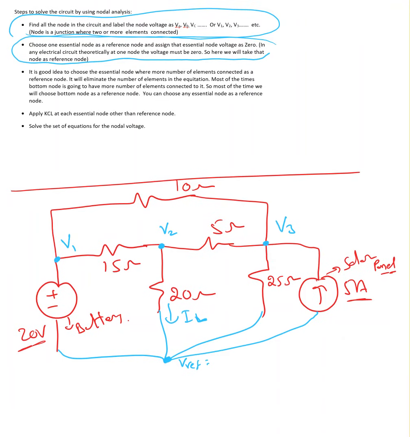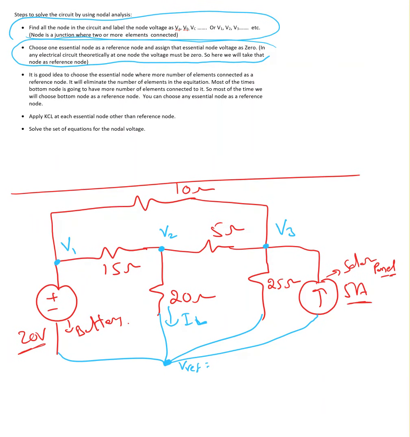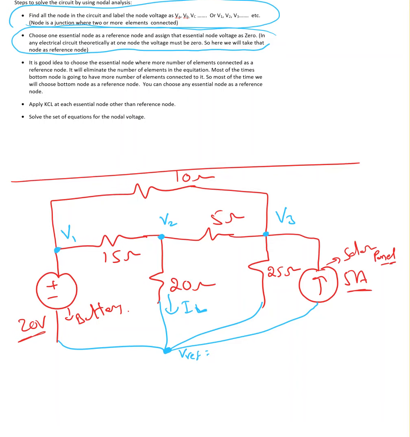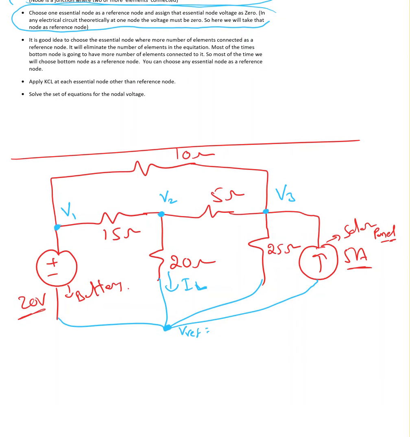What is an essential node and why am I talking about an essential node instead of a node? An essential node is nothing but where more than 2 elements are connected. Is this an essential node? Yes. Is this an essential node? Yes. All 4 nodes are essential nodes because more than 2 elements are connected. But it's a good idea to choose the one with the most connections. Here only 3, here I have 4 elements connected: 1, 2, 3, 4. So whichever has the highest connections, choose that as a reference node.